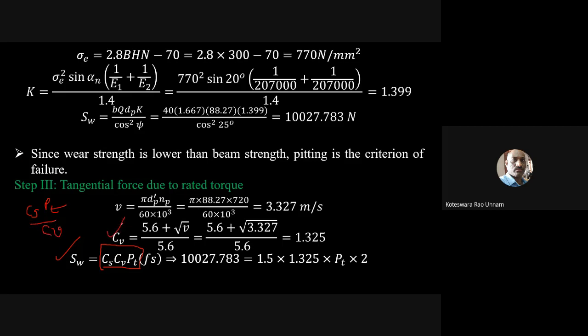But here, since I reversed this formula for CV, the CV will also come into the numerator, not in the denominator. So now SW is known to us, it is 10,027.783. CS is given in the problem data itself as 1.5. CV we calculated as 1.325, and PT is unknown, we need to calculate that, and factor of safety is given as 2. So from this equation you can get the tangential force PT.